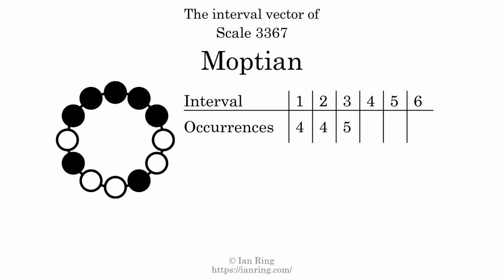There are 5 intervals with the size of 3 semitones. They are here, here, here, here, and here. There are 3 intervals with the size of 4 semitones. They are here, here, and here. There are 3 intervals with the size of 5 semitones. They are here, here, and here. There are 2 intervals with the size of 6 semitones. They are here, and here. Each interval does not appear in this scale a unique number of times, so this is not a deep scale.